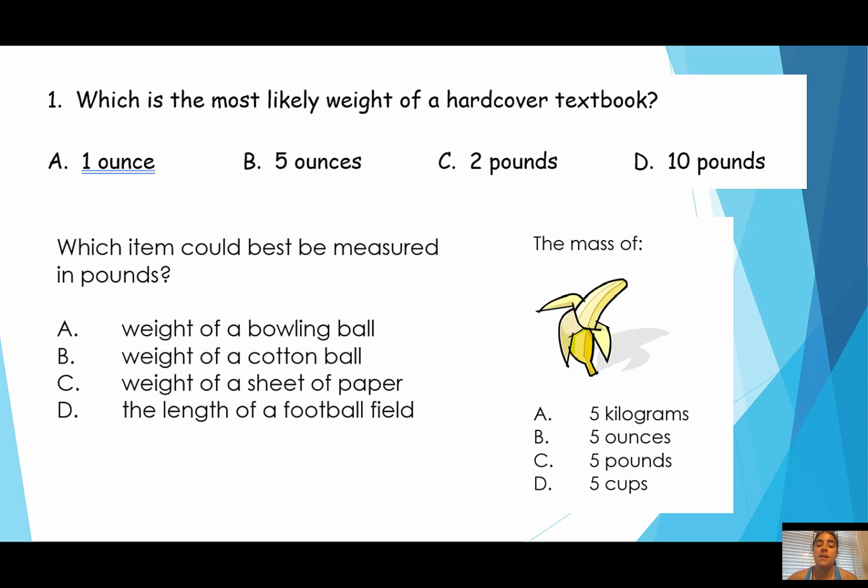All right, what is the most likely weight of a hardcover textbook? 10 pounds is way too much for a textbook. 1 ounce is too light. 5 ounces, I would agree, is too light. I would say about 2 pounds.